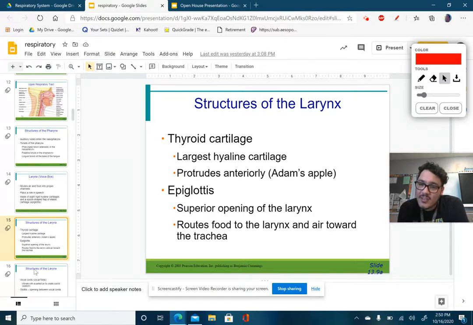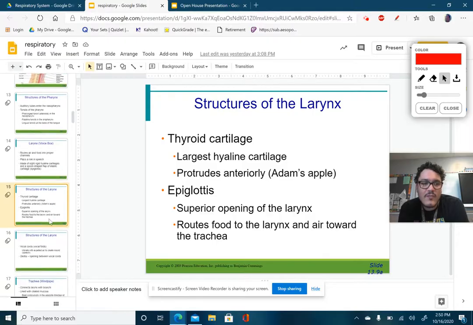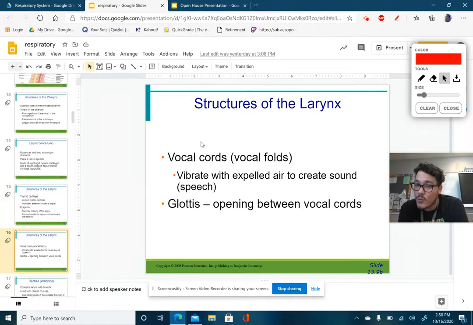And now we get to continue moving forward with the last major structure of the larynx, which is going to be the vocal cords, also known as the vocal folds. The reason we call them the vocal folds is because they're not like the strings of a guitar. You're not strumming them to create sound. They're literally folds of tissue that open and close, sort of like this, to create sound when they vibrate against air that has been expelled from the body. So that's what we see here, vibrating with expelled air to create sound and ultimately create speech.